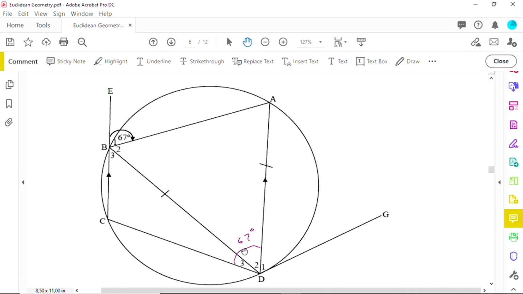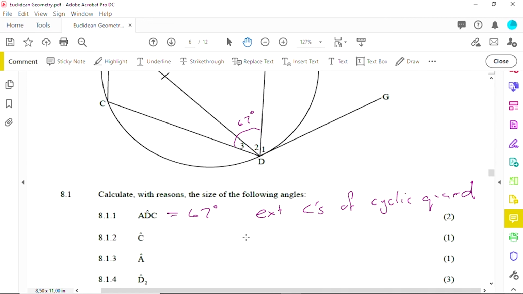Now these two are parallel. If these two are parallel, then these must be co-interior angles. If these are co-interior angles, they should add up to 180 degrees. So we just take 180. This angle would be 180 minus 67. So C2 is equal to 180 degrees minus 67 degrees.